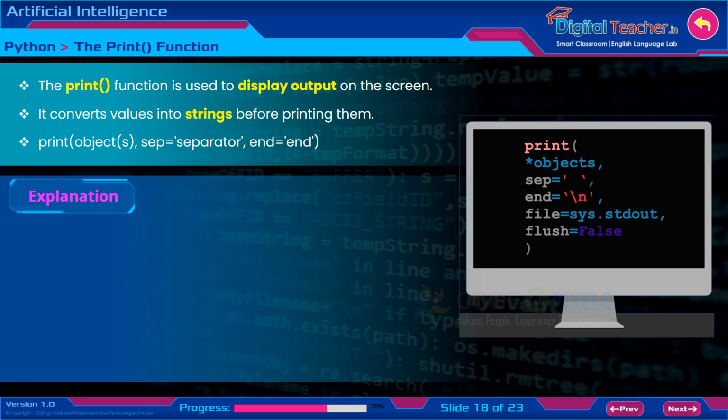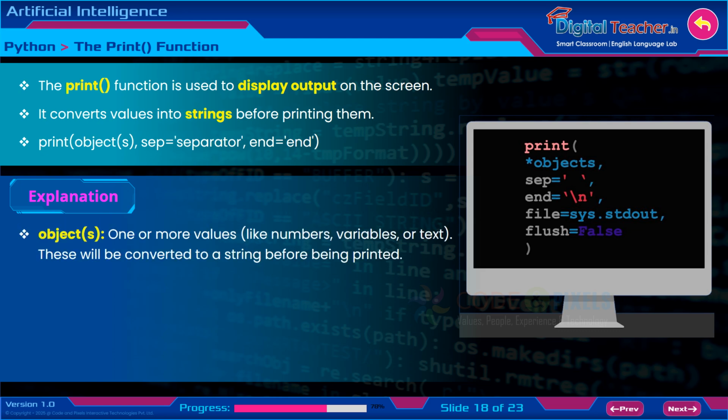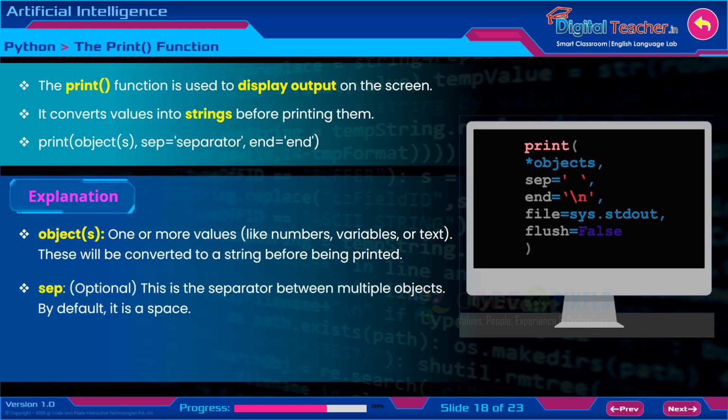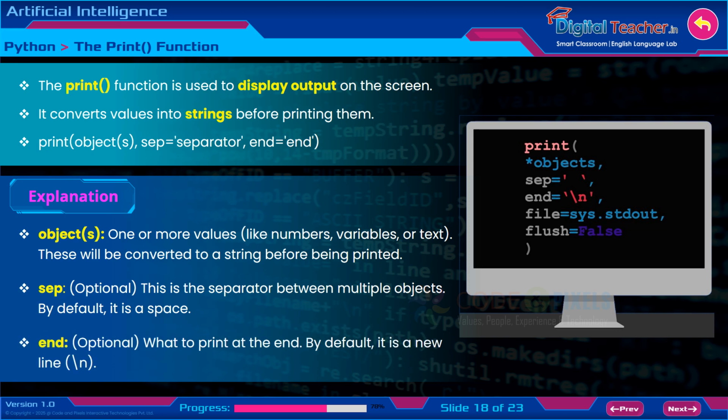Explanation. Object: one or more values. These will be converted to a string before being printed. Separator: this is the separator between multiple objects. By default, it is a space. End: what to print at the end. By default, it is a new line.